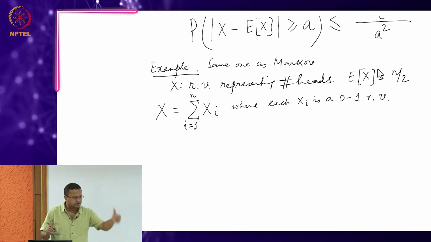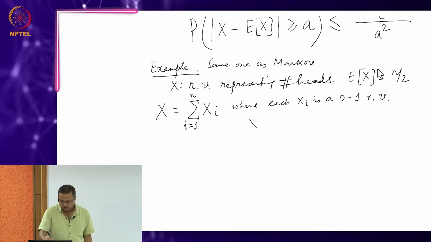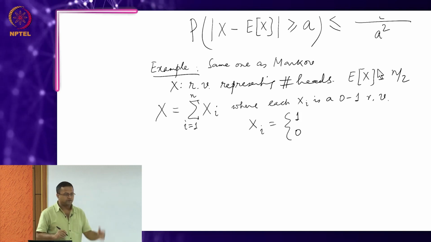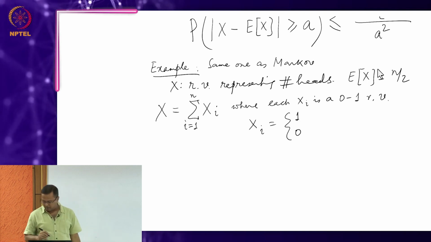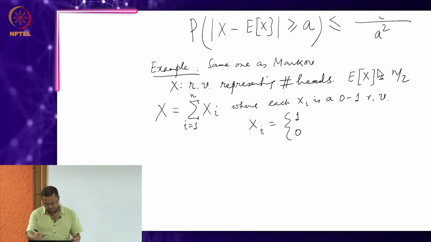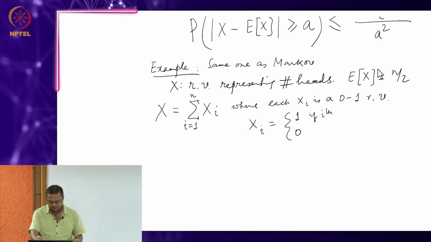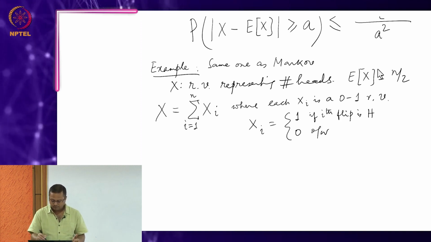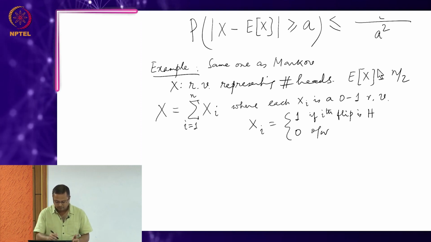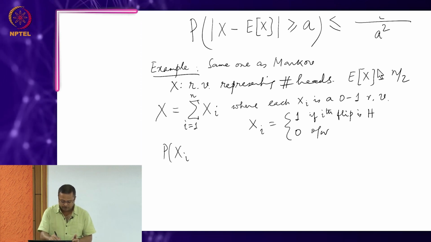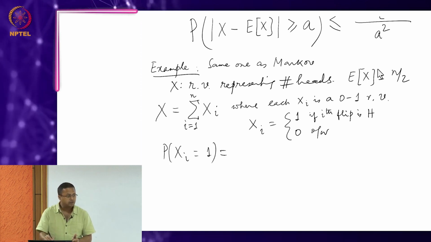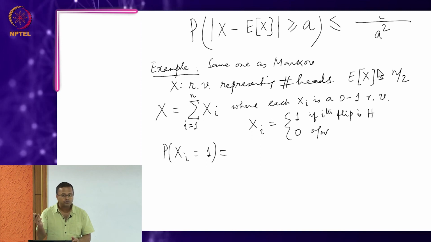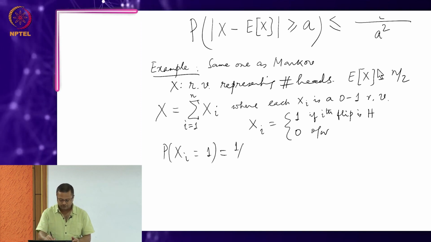Right, because xi is the ith throw. So, xi is equal to 1 if it is a head, 0 otherwise. So, what is the probability of xi equals 1? This is equal to half, because it is an unbiased coin.